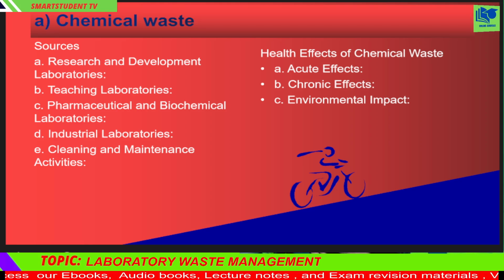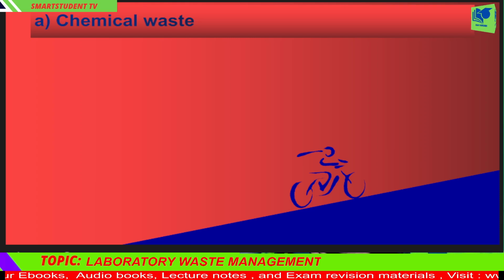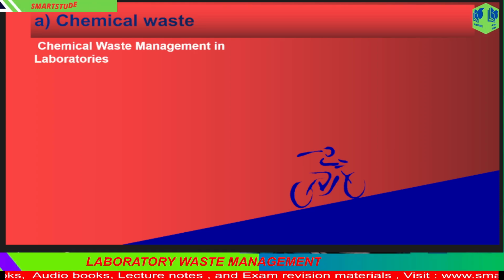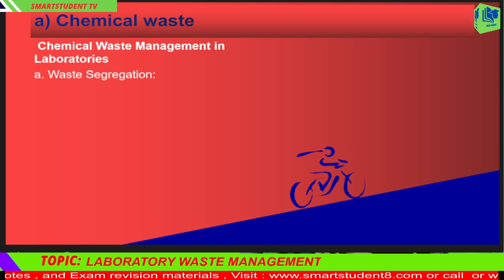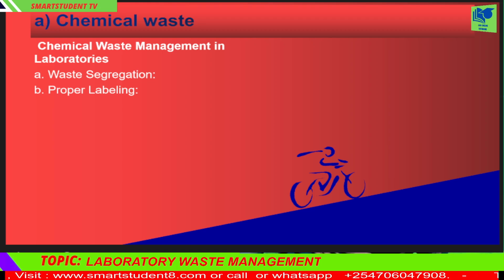5. Chemical waste management in laboratories. Proper management of chemical waste is essential to prevent health hazards and environmental pollution. Key strategies include A. Waste segregation. Separate chemical wastes based on their properties, e.g., flammable, corrosive, toxic, to prevent reactions. B. Proper labeling. Label all waste containers clearly with information about the contents, hazards, and date of disposal.